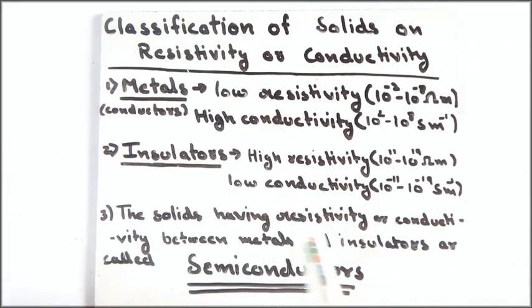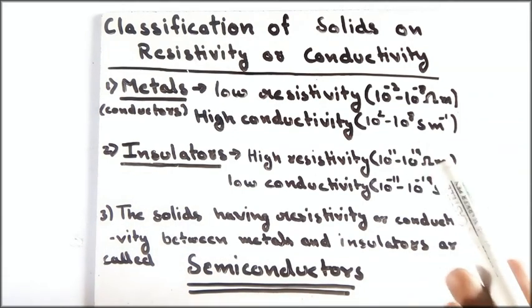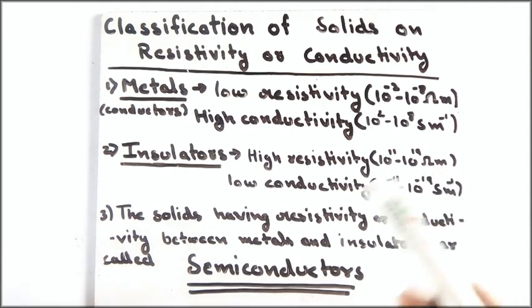Now between these two, there is one thing. The solids having resistivity or conductivity between metals and insulators are called semiconductors, and these were the key to electronic devices. So those solids which have resistivity or conductivity between metals and insulators are called semiconductors. They do allow electrons to pass through them at certain potential difference and do not allow them to pass through at a certain potential difference. Now in this series of videos we are going to focus on semiconductors.